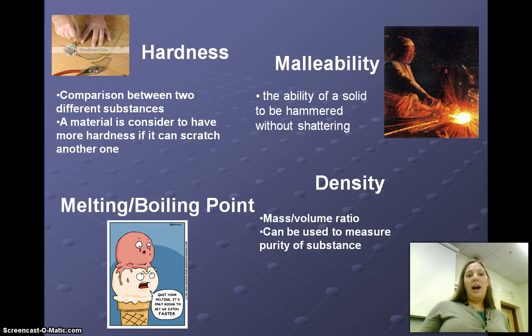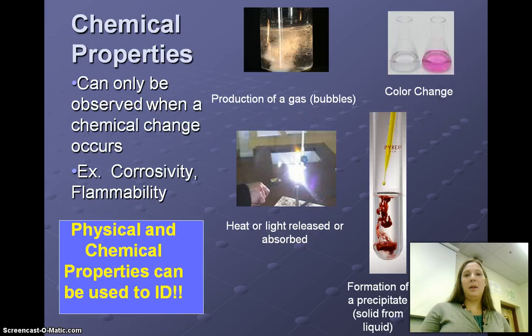metal. On the reference tables that you have, on the front page of the reference tables, there's a list of a bunch of different metals and what their densities are. And we're going to do a lab where we're going to use density in order to determine the purity of a metal later in the unit. So those are some examples of physical properties, and like I said, there are more than just those 6.